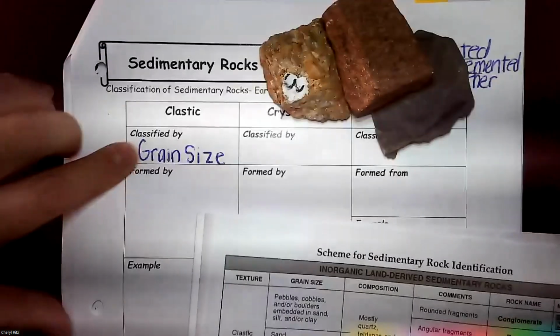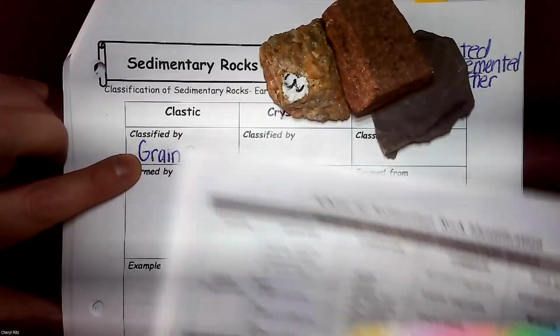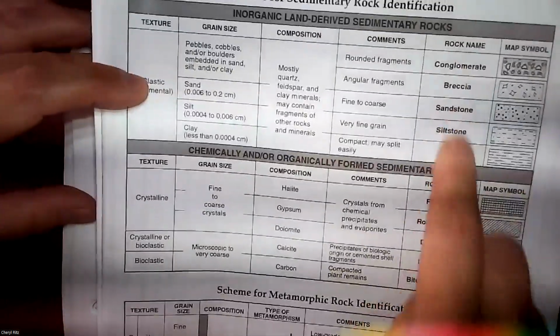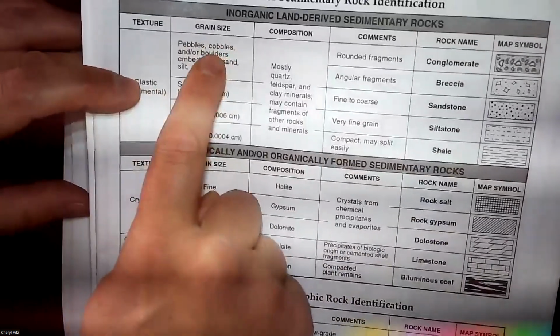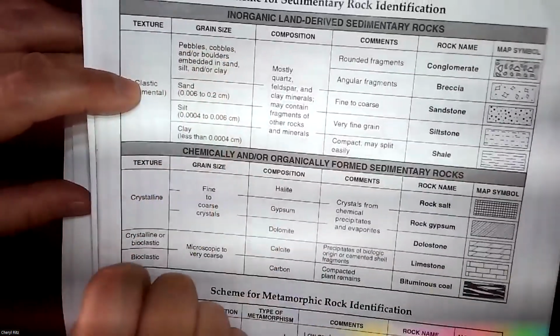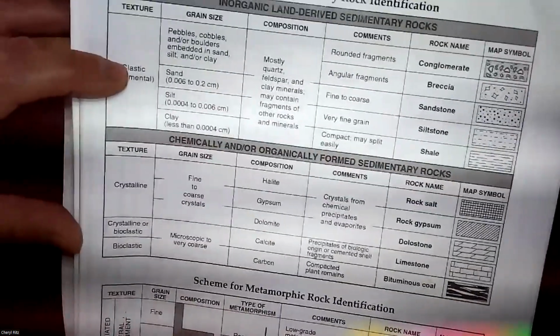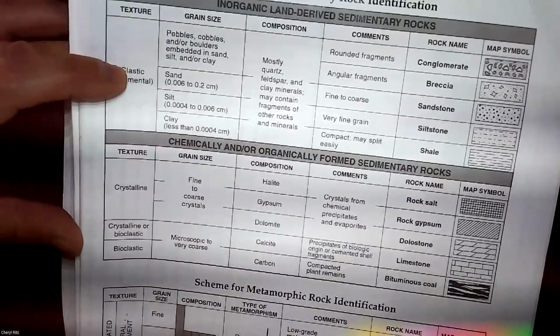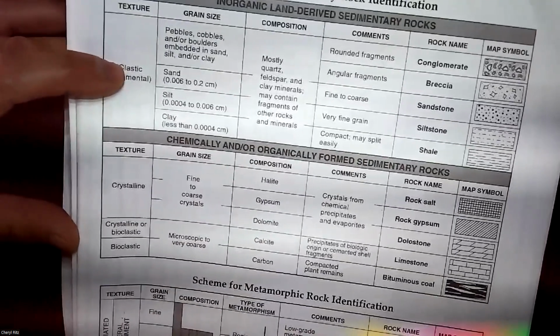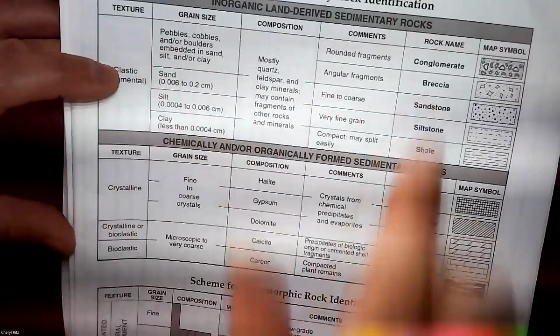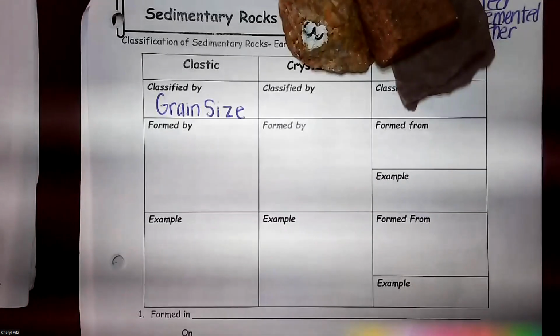Now the first question was, how are they classified? And again, like we just went through, the only thing that makes these 5 rocks different from each other is going to be their grain size. So you always have to look at the size of the broken pieces of rock to see which one is which. So they get classified by their grain size. How did we say the other day in our notes, how are clastic rocks formed?